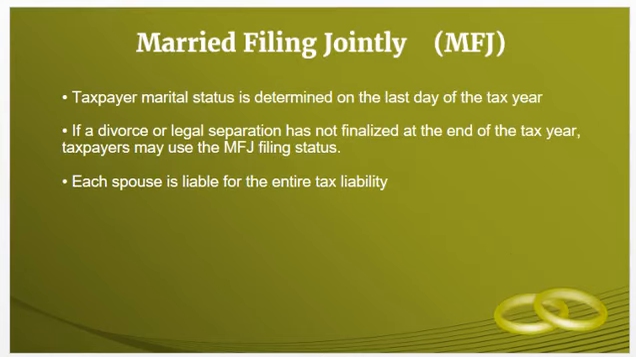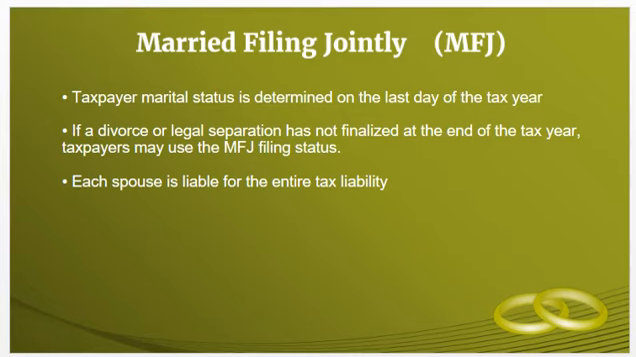What other ways could you qualify to file? You could qualify as married filing jointly. A taxpayer who is determined married on the last day of the tax year can file as married filing jointly. So what if they were single all year and they got married on December 31st? They would be considered married for that tax year. There's no prorating. It's whatever you are on the last day of the tax year is whatever you are.